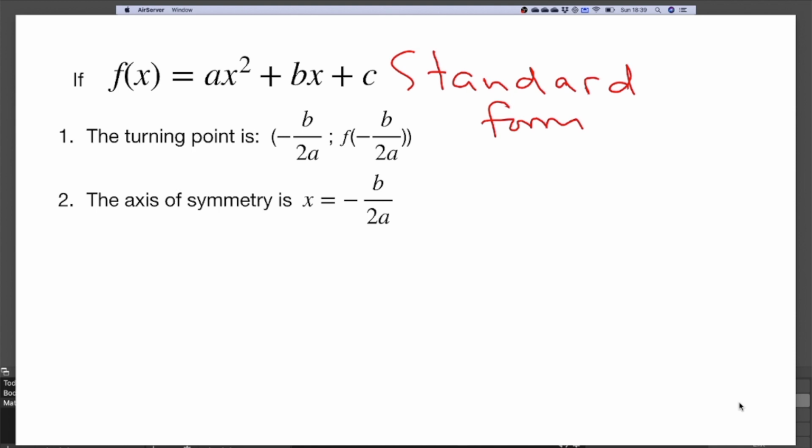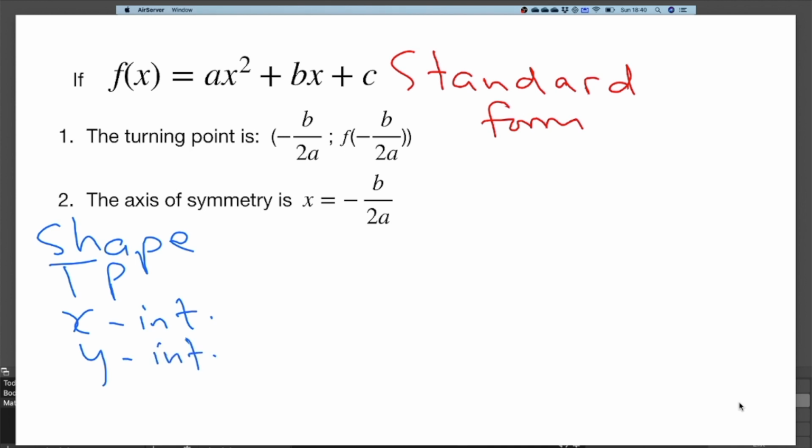So we need to understand a few things. We need to understand the shape of this graph. We also need to understand the turning point of the graph, as well as the x-intercepts plus the y-intercepts. These will together give us the properties of the graph. So all we need to do is work this out.